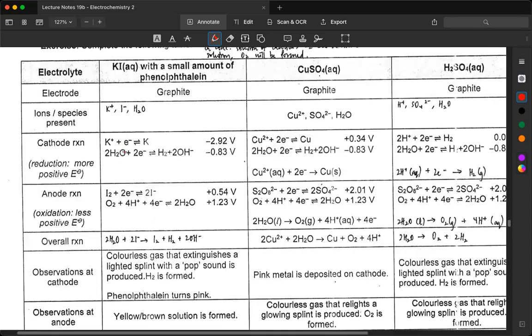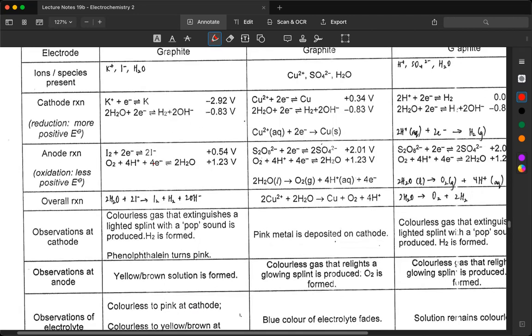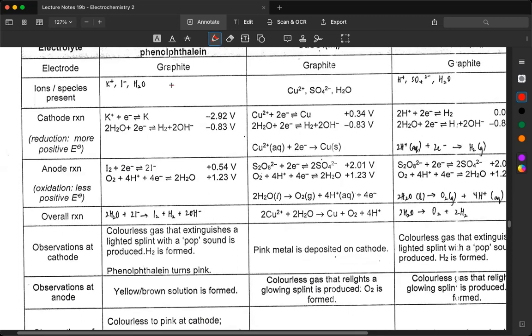The cathode reaction will be this. So copy down the relevant data from the data booklet, and the anode reactions. For the overall reaction, just combine the equations. So what is really happening is this one and this one, because this is less positive, and the less positive E0 will be the one undergoing oxidation.